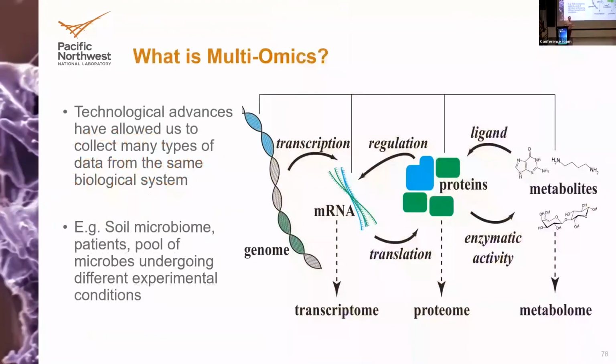What is multi-omics? As most of you guys are probably aware, if you have a biological system, there's all sorts of data that you can pull from that system. Recent advances in technology have allowed us to pull multiple different kinds of data from the same biological sample. And this has been really, really useful. Examples of this have been in microbiomes, soil or gut. If you look at patients, before and after treatments is often very helpful for that. And under any kind of experimental condition that you're interested in, you can also use multi-omics for these samples.